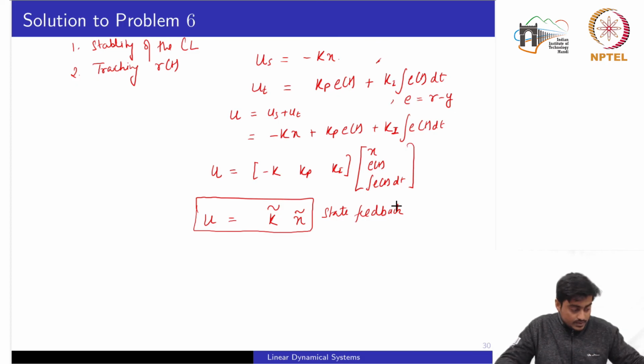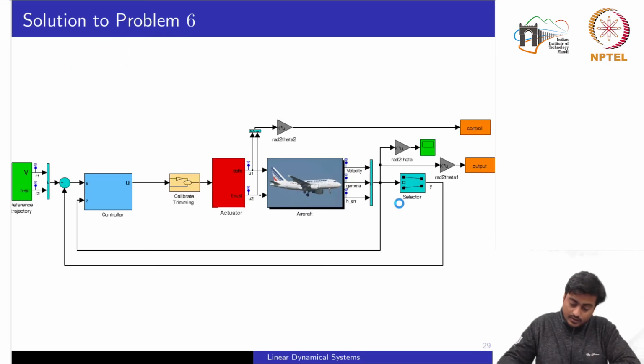Okay, so if we see the closed loop system, this is how it would look like. These are the aircraft dynamics, the nonlinear system around some trim conditions, which is the actuator. So delta and thrust would be the two inputs to the system. Here is just the trimming block which we use in the simulation, and these are three states: velocity, gamma and hr.